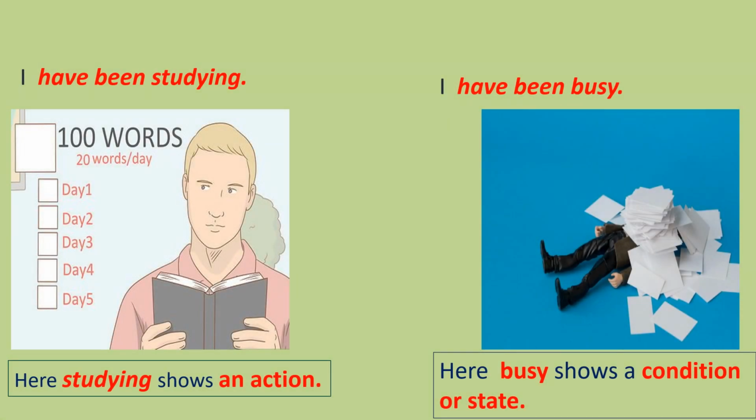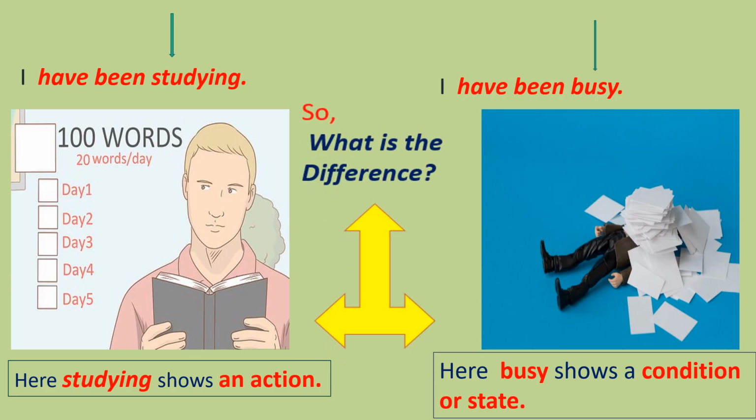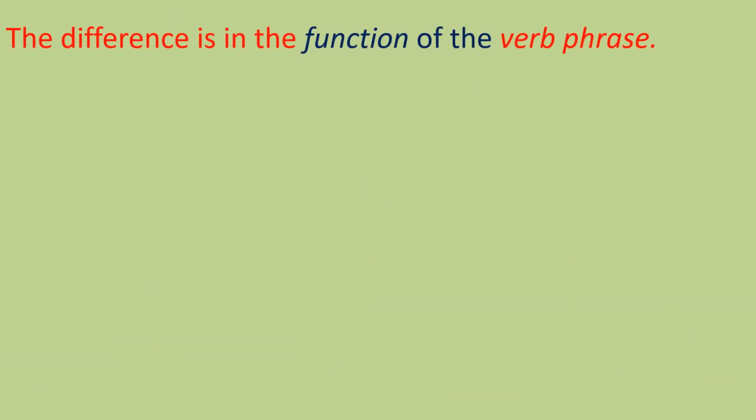Now look carefully at these two pictures. I have been studying. I have been busy. In the first sentence, studying tells us about an action. In the second sentence, busy tells us about a condition or state. So, what is the difference? The difference is in the function of the verb phrase.